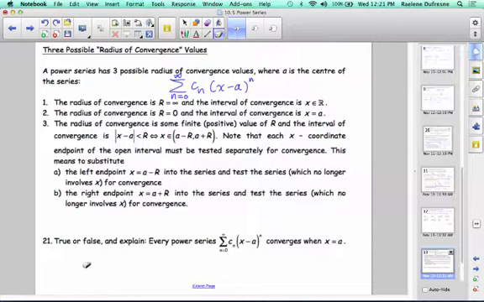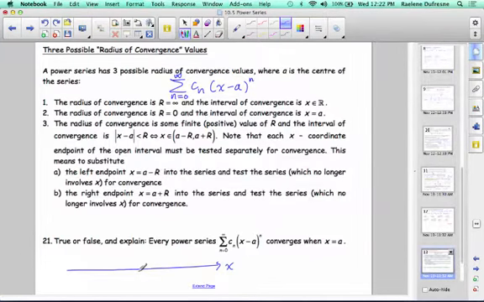In number 21, then, to clarify what we've just read, true or false and explain. Every power series of this form converges when x equals a. Well, even if we have a radius of convergence of 0, which means that trying to draw a circle around the center point, and the center is at a, we would have a circle of radius 0. So that means we're just at a point. And when we have a radius of 0, there is still convergence at x equal to a. So, true, every power series converges at the center, and maybe for even more x values.